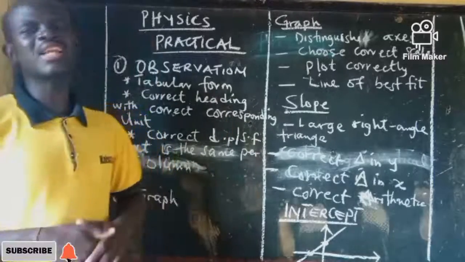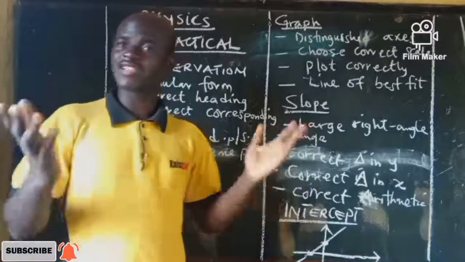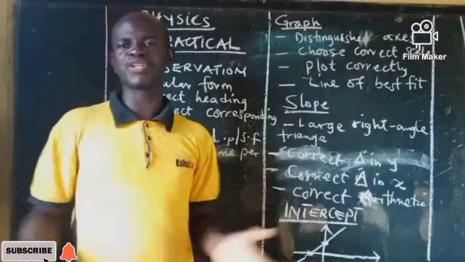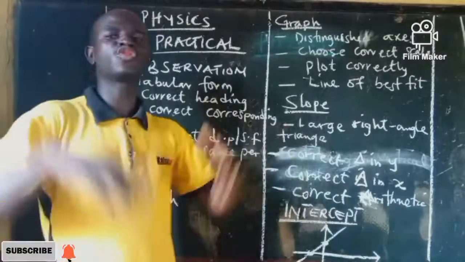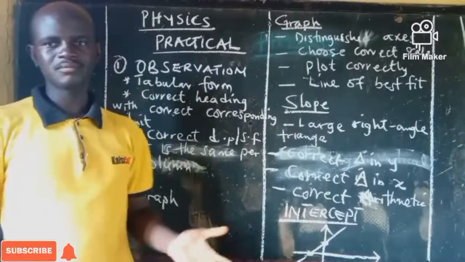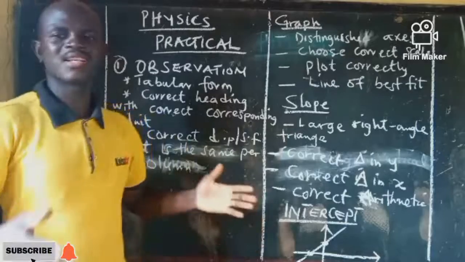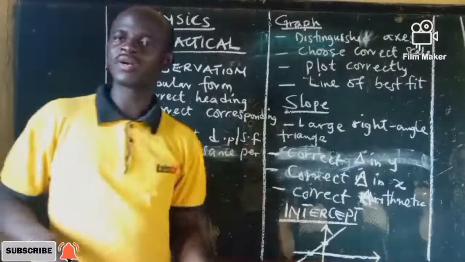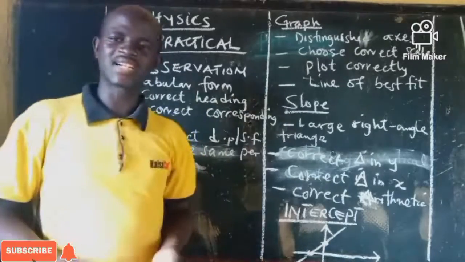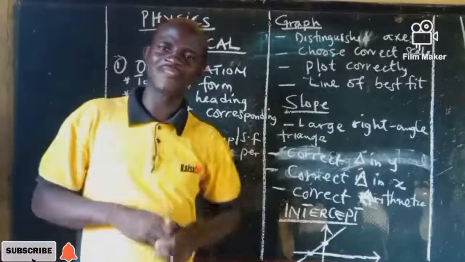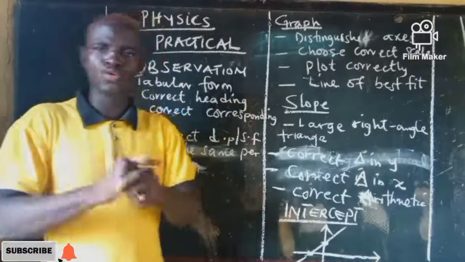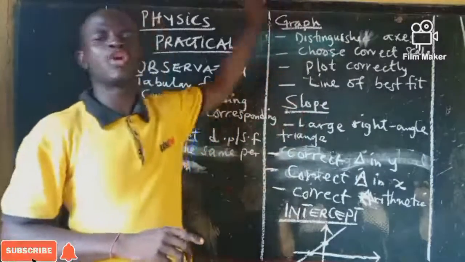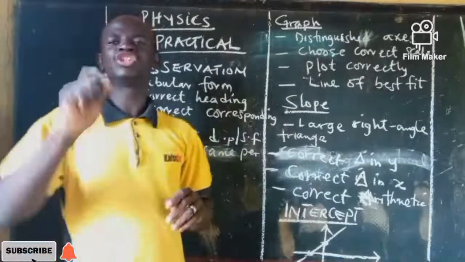Another thing that you need to take note of as physics practical is concerned is graph. What do we do in graph? Graph is just a picture to show the relationship between 2 parameters. Maybe the 2 parameters are increasing together, or one is increasing, the other one is decreasing. So when you want to plot your graph, what are the things that you need to put into consideration? On your graph page, you must indicate your axis. You need to distinguish your axis.